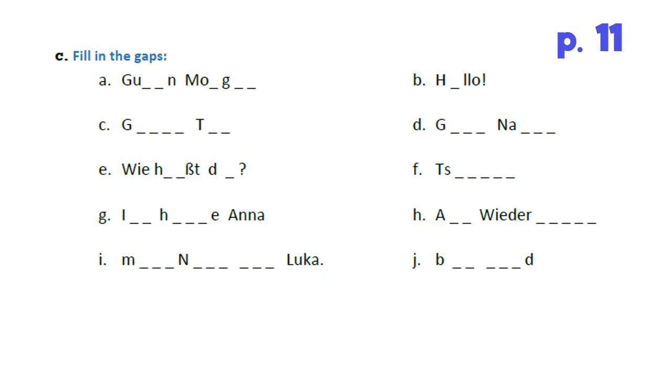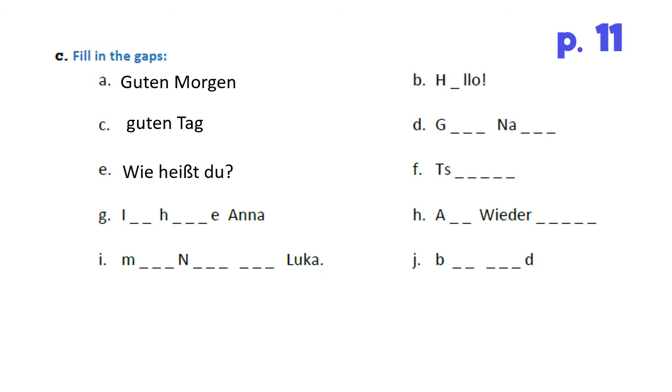Okay, so the answer to A is "Guten Morgen", okay? And then it would make sense to go to B, but we're not. We're going to go down to C, and then we'll go all the way down the left-hand column, and then we'll go all the way down the right-hand column, okay? So "Guten Morgen", and then we have "Guten Tag" for C. Then we have "Wie heißt du?" So what is your name? We then have "Ich heiße Anna." And then I is "Mein Name ist Luca."